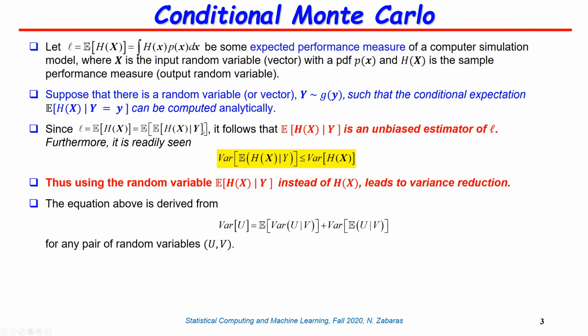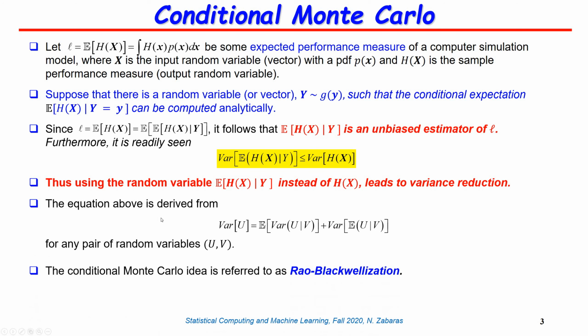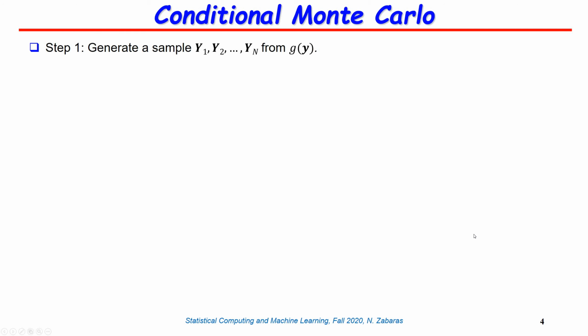I'm going to be doing a Monte Carlo approximation using this expression rather than the original form of the expectation of h of x. So before I show you the conditional Monte Carlo algorithm, let me just say that this whole algorithm also goes with the name Rao-Blackwellization, and it comes from the names of the authors that introduced this technique.